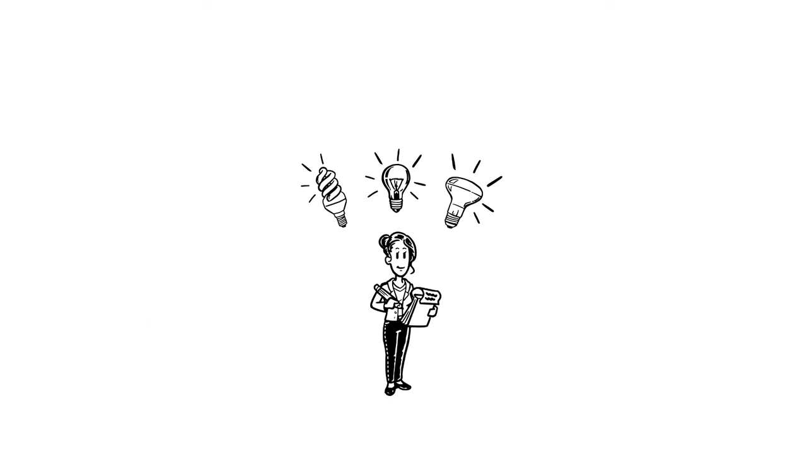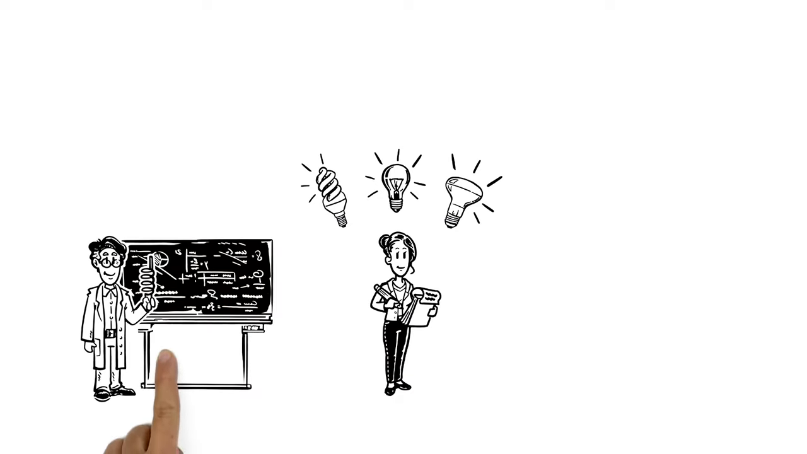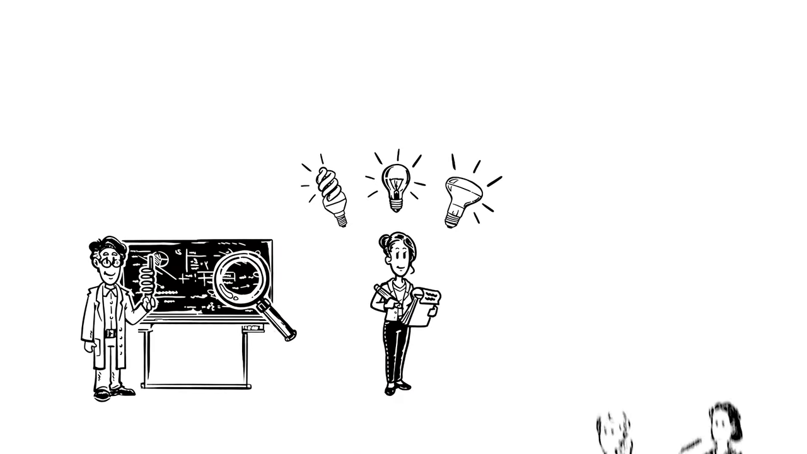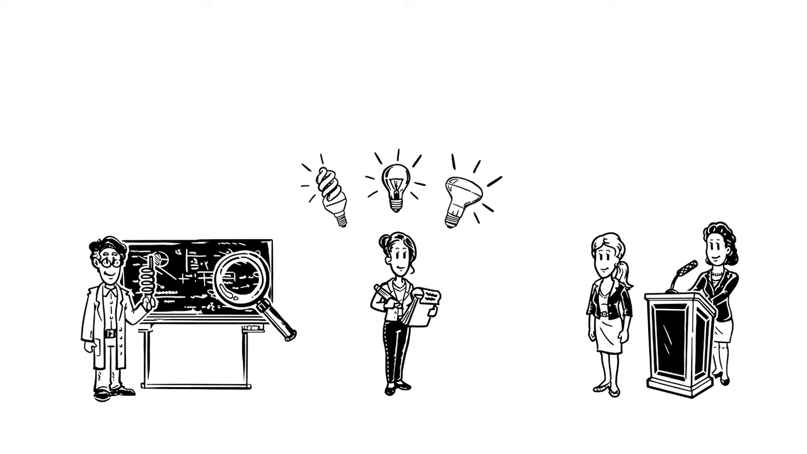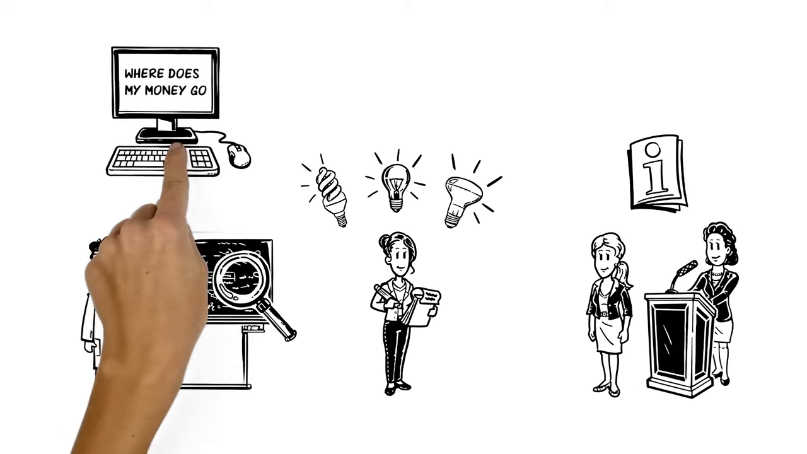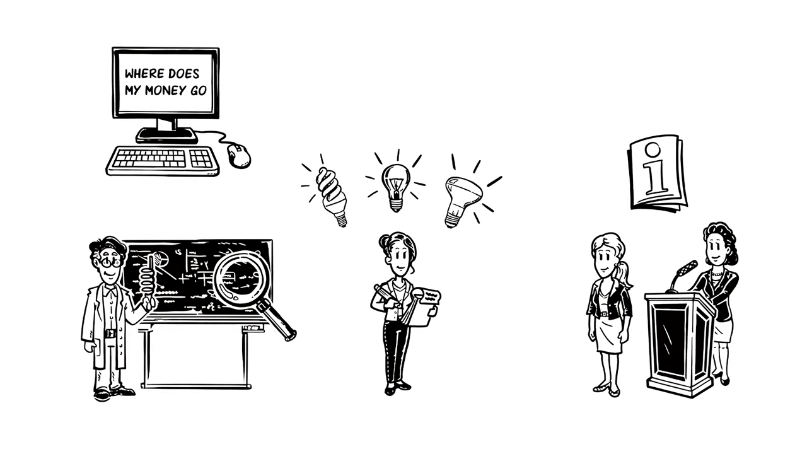Thanks to open data, entrepreneurs can find new ways to develop their businesses. Scientists get a better understanding of our world, while citizens and politicians can make more informed decisions. Like with England's project, Where Does My Money Go?, showing people where their taxes get spent.